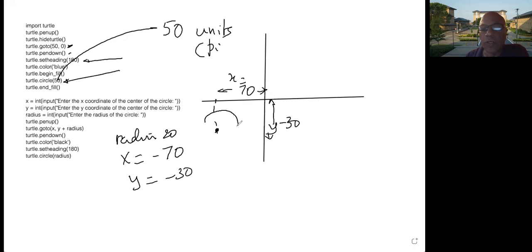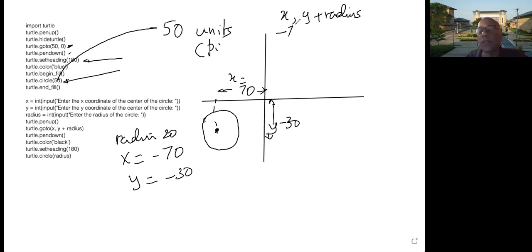So it would be somewhat like this. Okay, let's imagine those values to understand the code. X is negative 70, Y is negative 30, radius is 20, and we lift the pen up, then go to X comma Y plus radius. So X comma Y plus radius would work out like this.